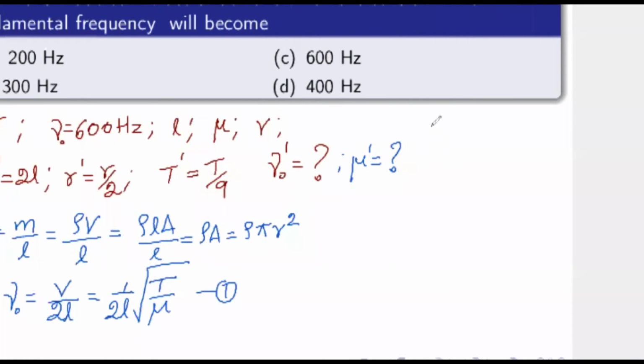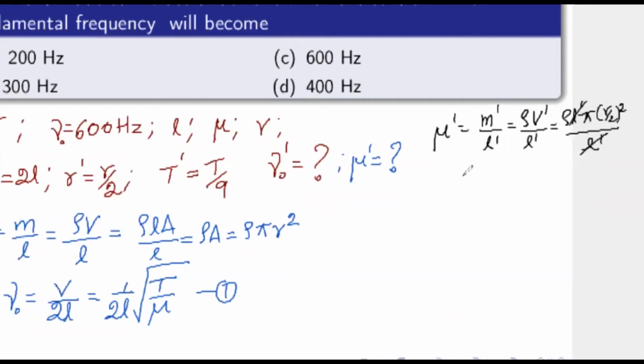Now, what is mu prime? So, mu prime equals the new mass m prime by length L prime, and m prime can be written as density into the new volume, divided by L prime. But what is this new volume? It is the new length into the cross-sectional area, and that area is pi times r by 2 whole squared, as the radius is r.